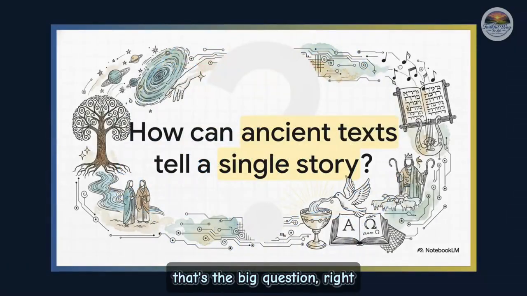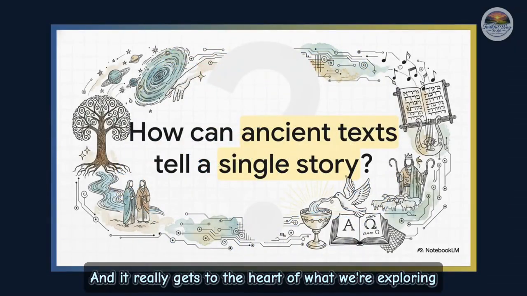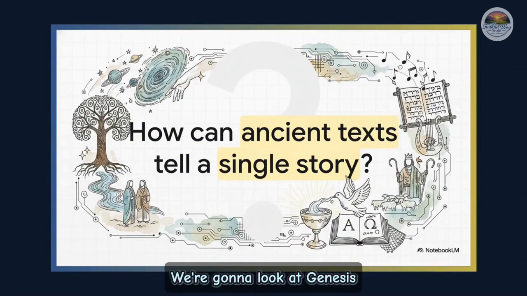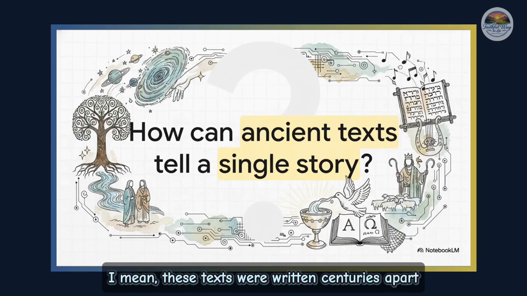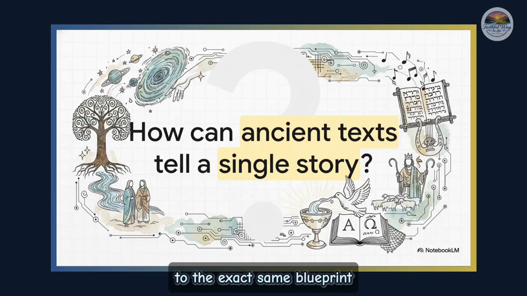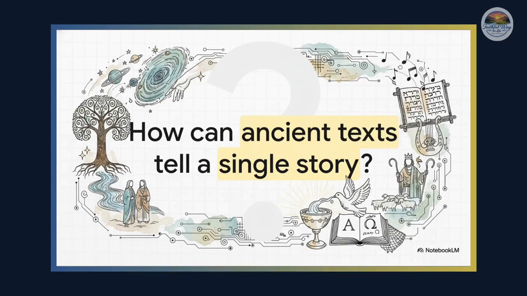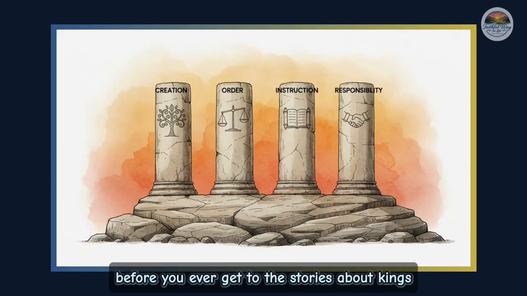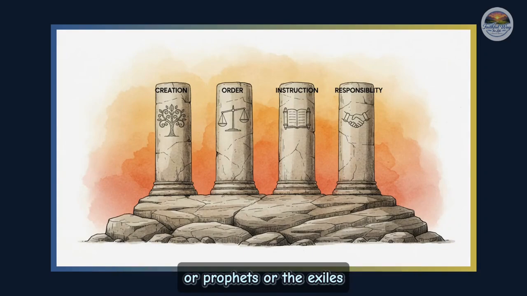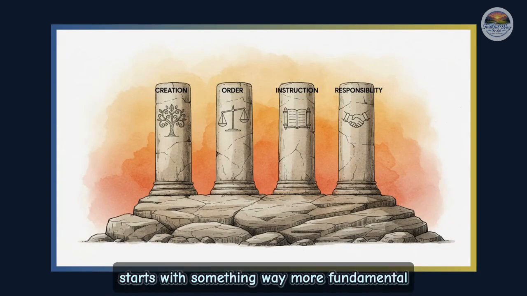Yeah, that's the big question, right? And it really gets to the heart of what we're exploring. We're going to look at Genesis, Psalm 19, and the Gospel of John. These texts were written centuries apart, but we're going to see how they all point to the exact same blueprint for life and order. Before you ever get to the stories about kings or prophets or the exiles, the biblical story starts with something way more fundamental.